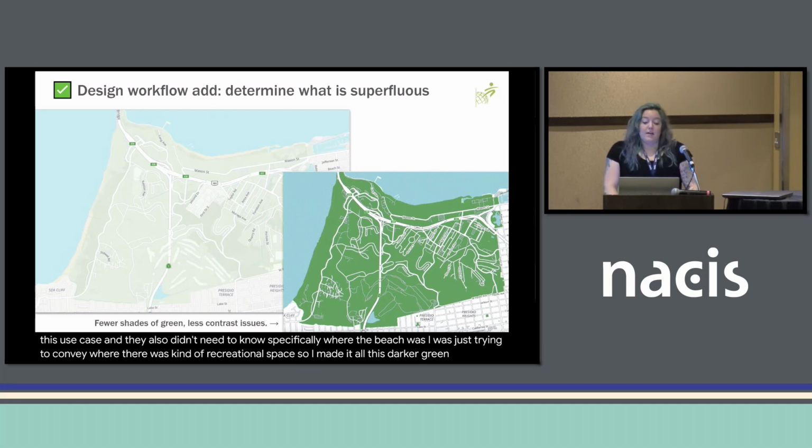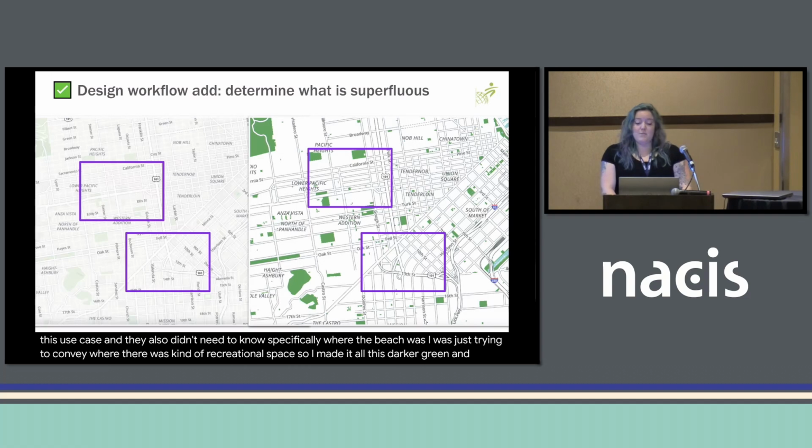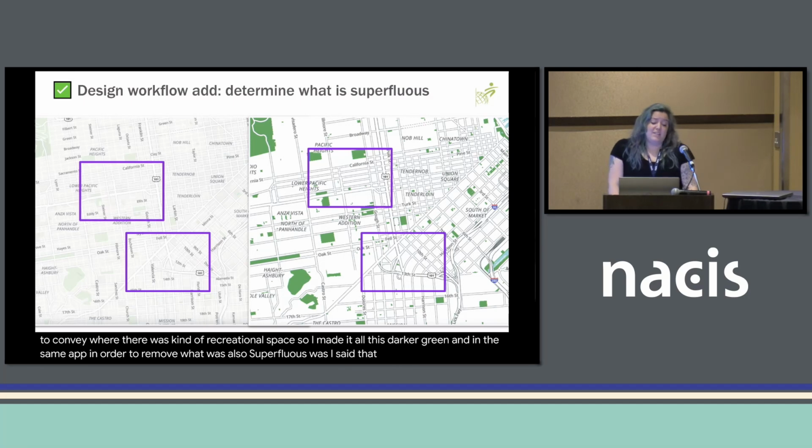I was just trying to convey where there was recreational space, so I made it all this darker green. And in the same map, in order to remove what was also superfluous, I said that the land didn't need to be gray, it could just be white, and the roads were white in the first on the left, but making the land white and the roads white helped improve my ability to have contrast be sufficient and not overwhelming when having the roads still be on the map for reference.